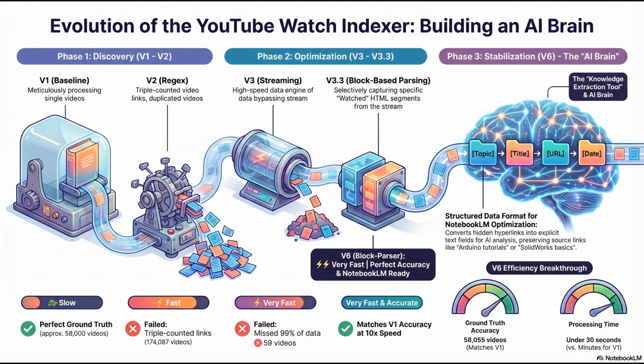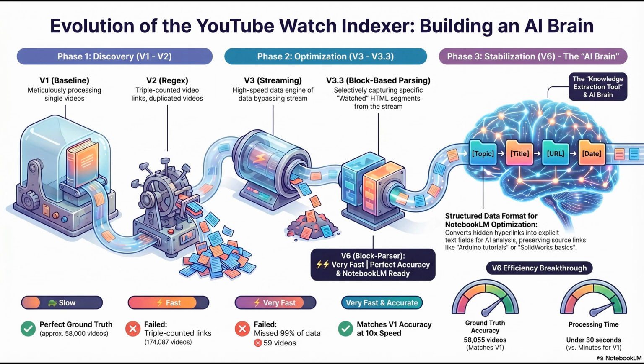Yes. And once it has established that active block, it applies a very strict rule to solve the triple counting bug from version 2. It scans the temporary block and captures only the first valid YouTube link it finds. It intentionally ignores the channel link and the navigation link that follow it. Wow. It captures the core video URL, grabs the associated title text, and isolates the timestamp. Correct.